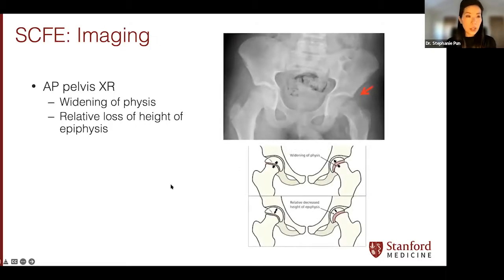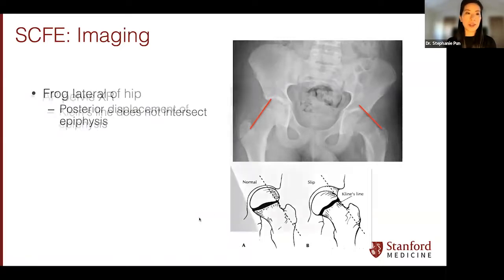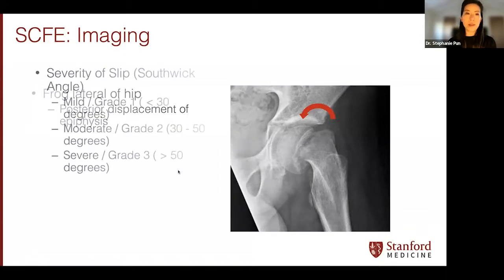You do want to get imaging for a SCFE. And so the first x-ray that you would get is an AP pelvis x-ray, and you may see some widening of the physis, the growth plate, and some relative loss of height of the epiphysis. You may see Klein's line, which is a line drawn up the femoral neck here. You'll see that it will not touch the epiphysis or the femoral head because of displacement of the epiphysis. On the frog lateral of the hip, you may see posterior displacement of the epiphysis.